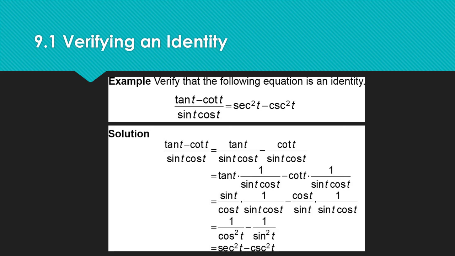Okay, so what we're doing here is we're separating the fraction into 2 parts with the common denominator, and then they're pulling out the tangent. So you've got tangent times 1 over sine cosine minus cotangent times 1 over sine cosine. Then they convert the tangent and the cotangent to sine over cosine and cosine over sine, which allows parts of the fractions to cancel. And you're left with 1 over cosine squared and 1 over sine squared. 1 over cosine squared is secant squared, and 1 over sine squared is cosecant squared.